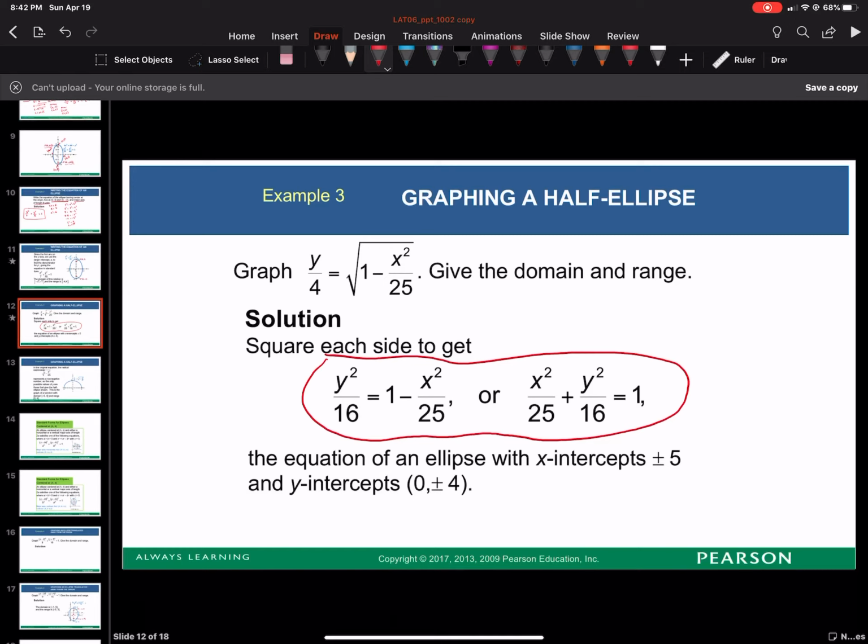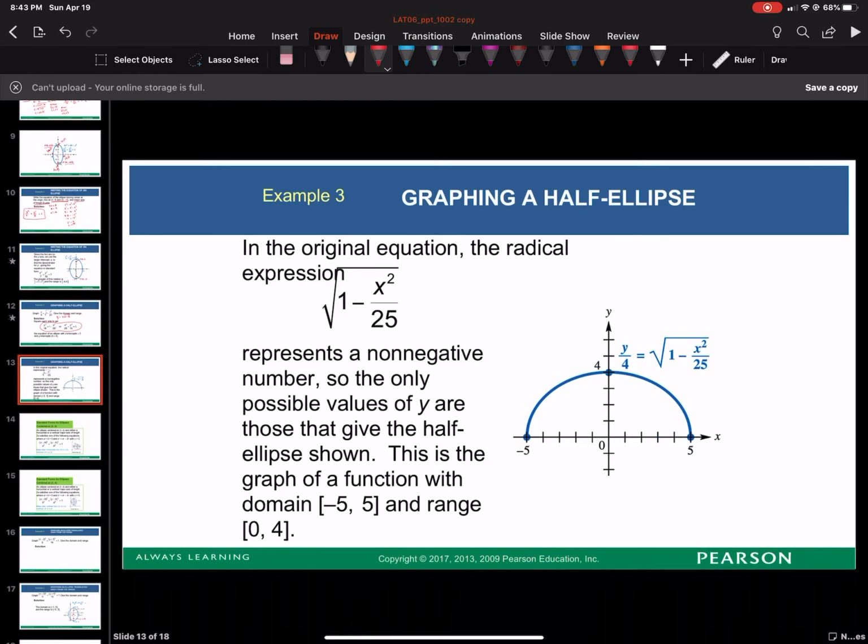Because think about it, this is the same as if you put in the calculator y is equal to 4 times the square root of 1 minus x squared over 25. All you do is multiply that 4 to the other side, and plug in what you got to plug in. So it's the same case. Let's look at this half ellipse. It goes here, and it makes itself around.